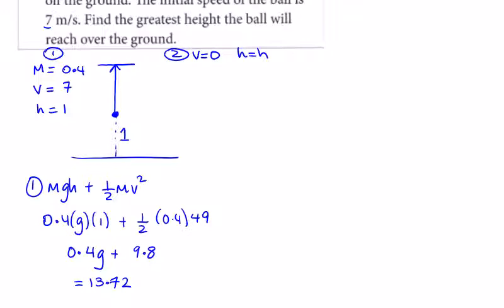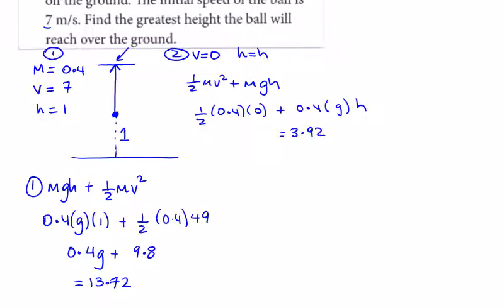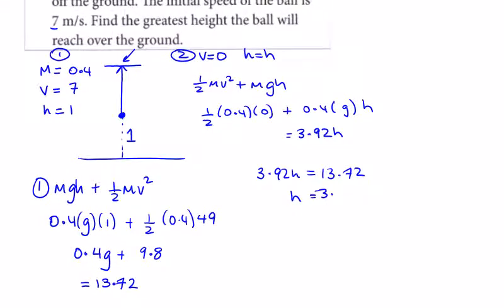Okay, for scenario 2, we look up here, a half m v squared plus mgh, in whatever order you want. So you have a half times 0.4 times 0, so that one will cancel for us, plus 0.4 by g by h is what we're looking for. So 0.4 gh, so 0.4 by g is equal to 3.92, so that's 3.92h. So we have 3.92h is equal to 13.72. So h in this case has to be 3.5, and that's in meters.